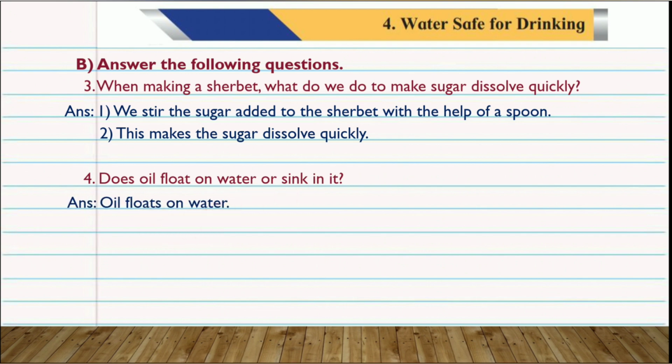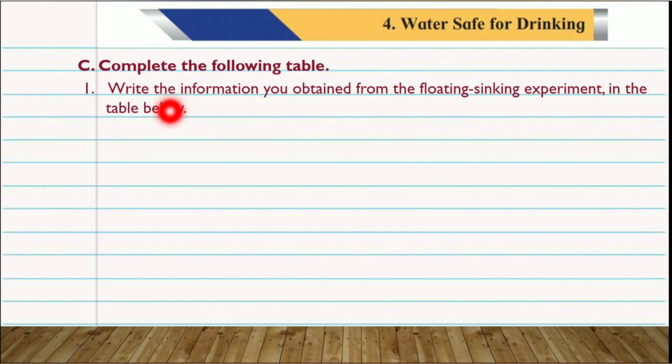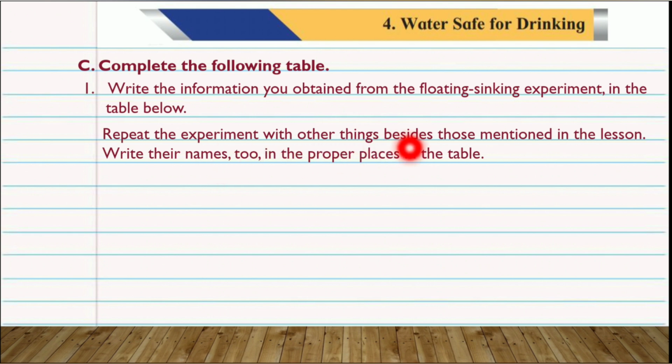Now the next question is, complete the following table. Write the information you obtained from the floating and sinking experiment in the table below. So students, we did the experiment of floating and sinking. We have to write the information in the table, but we will see this information on the next slide. Let's see next: repeat the experiment with other things besides those mentioned in the lesson. Write their names too in the proper places in the table. Students, instead of the things from the floating and sinking experiment, we have to write other things, okay, and we have to complete the table.